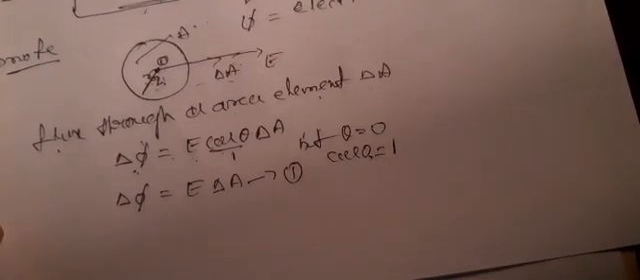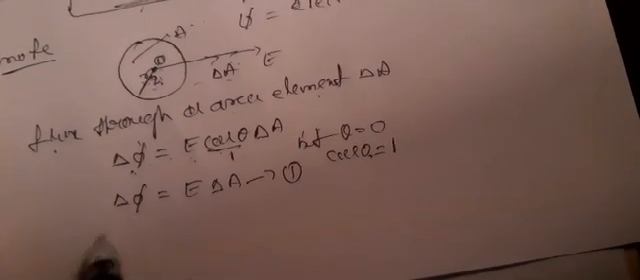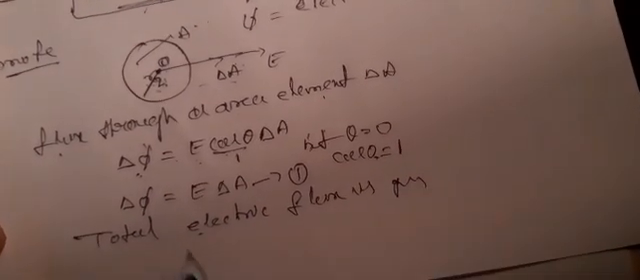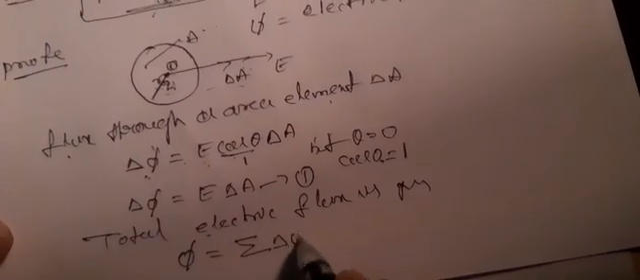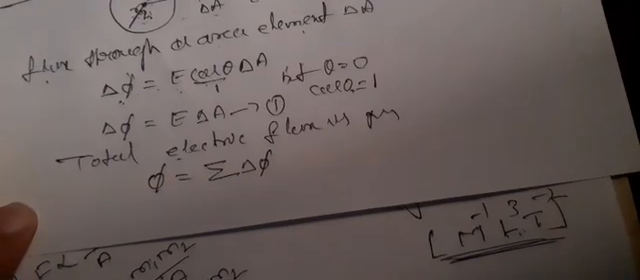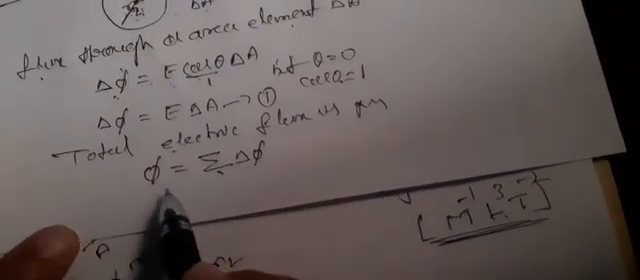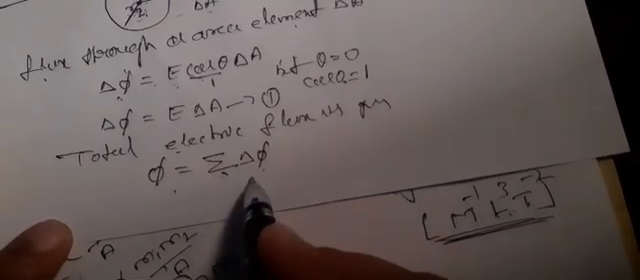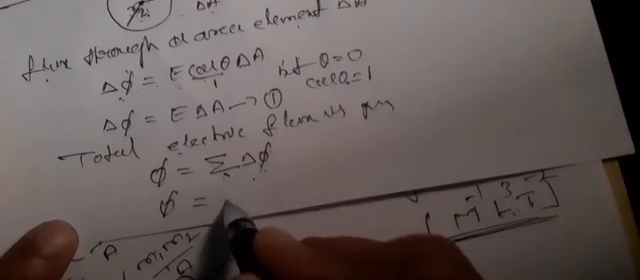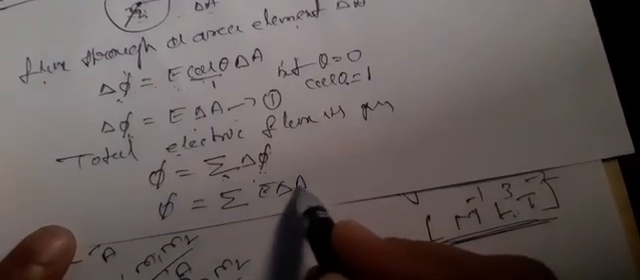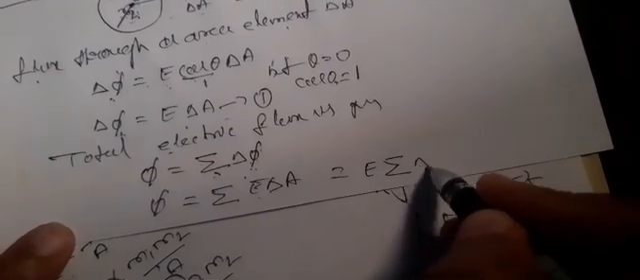Then the flux through the Gaussian surface, that means the total electric flux, is given by phi is equal to summation delta phi. Substitute the value of delta phi: phi is equal to summation of E into delta A. E is taken outside, so phi is equal to E into summation delta A.